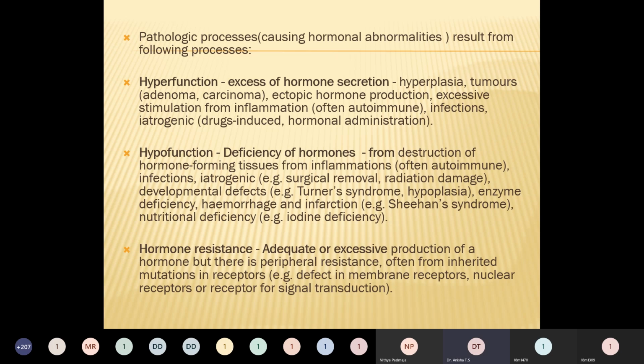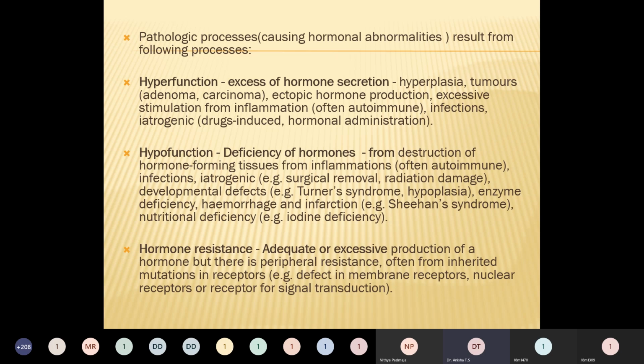So what happens when these hormones are not secreted normally? The hormones have to be secreted, as I told you, in adequate amounts. It can't be very little, it can't be too much. When it's very little, it's called hypofunction or deficiency of hormones. It can be because of various causes. The organ which forms and releases the hormone can itself be destroyed, like by inflammatory conditions, autoimmune conditions, or infections.